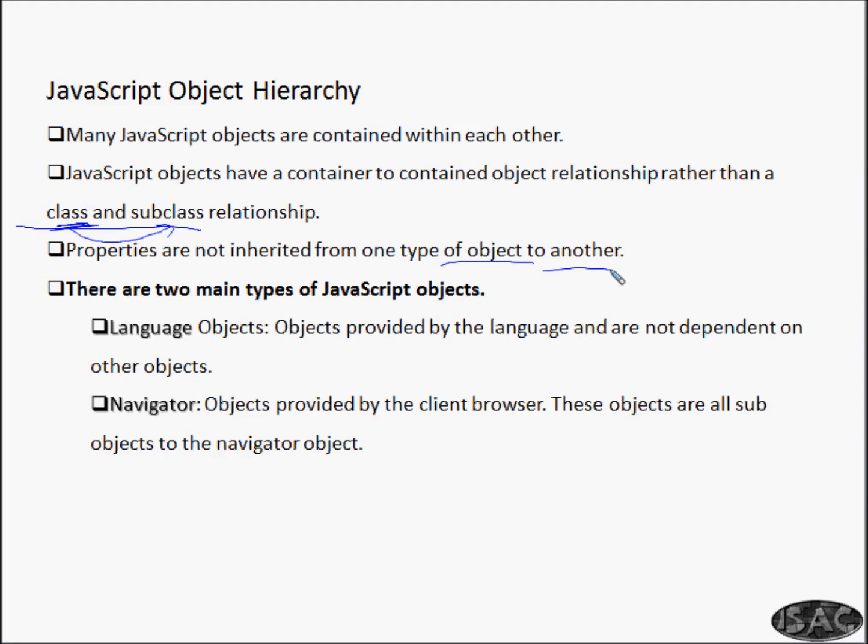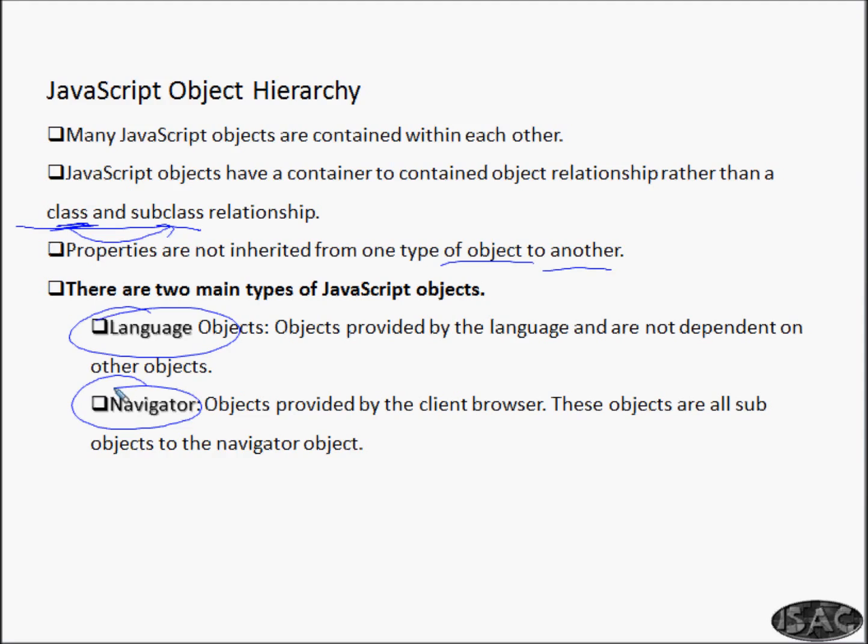I hope you understood. It is not like class relationship, it is object relationship, okay? So there are two main types of JavaScript objects. There's a language hierarchy, which I just explained previously, and the second is a navigator hierarchy. Language objects are provided by the language and are not dependent on other objects, right?